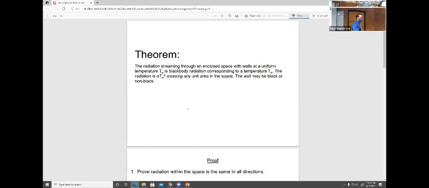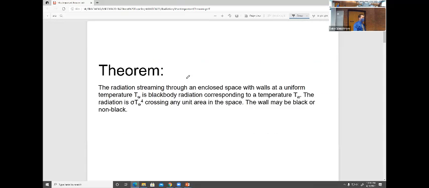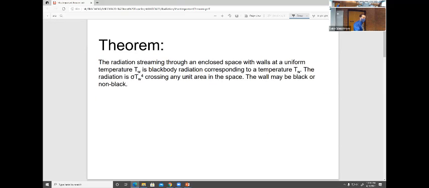The proof of this statement, the theorem that we apply when we get this equation that applies to 90% of radiation problems, is that the radiation streaming through an enclosed space with walls at a uniform temperature is blackbody radiation corresponding to the temperature of the walls. The radiation is sigma T_W to the fourth, crossing any unit area in the space. And this is the key thing: the walls may be black or non-black. So it doesn't matter what the nature of the walls are. Surroundings can be whatever you want.